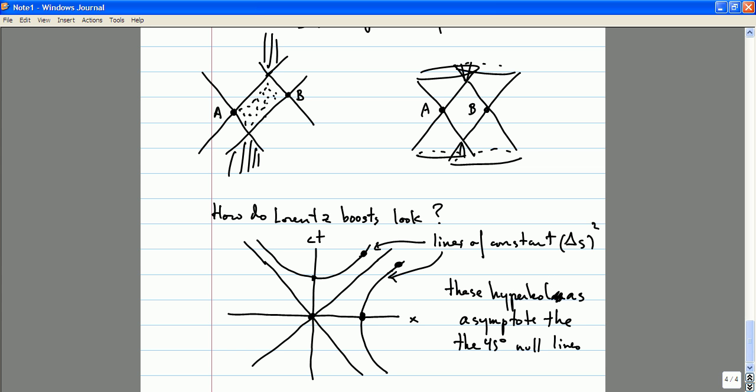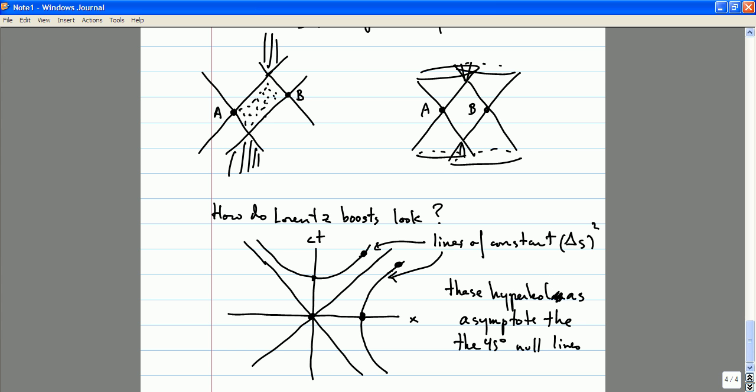Let me stop here and just see if there are any questions. Yes? We actually went all around, like, doing that thing with cones and all. Can something go from the null lines to the future light cone or the past light cone?